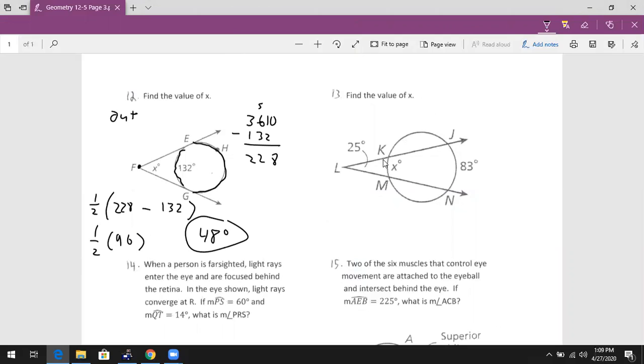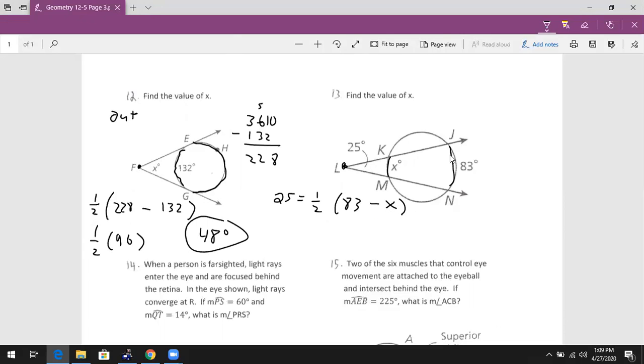Find the value of x number 13. Again, the intersection point is outside the circle. Therefore, the angle is half the positive difference of the big arc minus the small arc. 25 is half the difference of the big arc, 83, minus the small arc, which actually happens to be our variable. So this is a situation where our variable is inside the formula. We haven't really had one like this before.